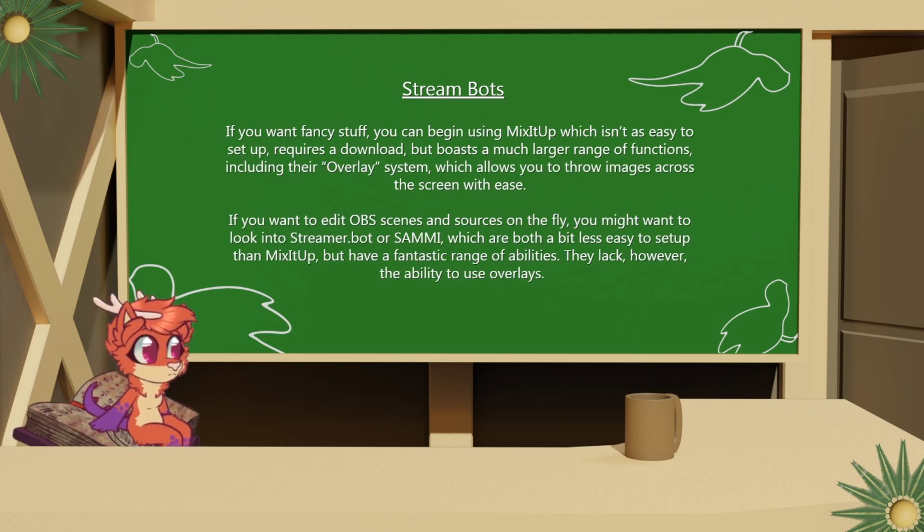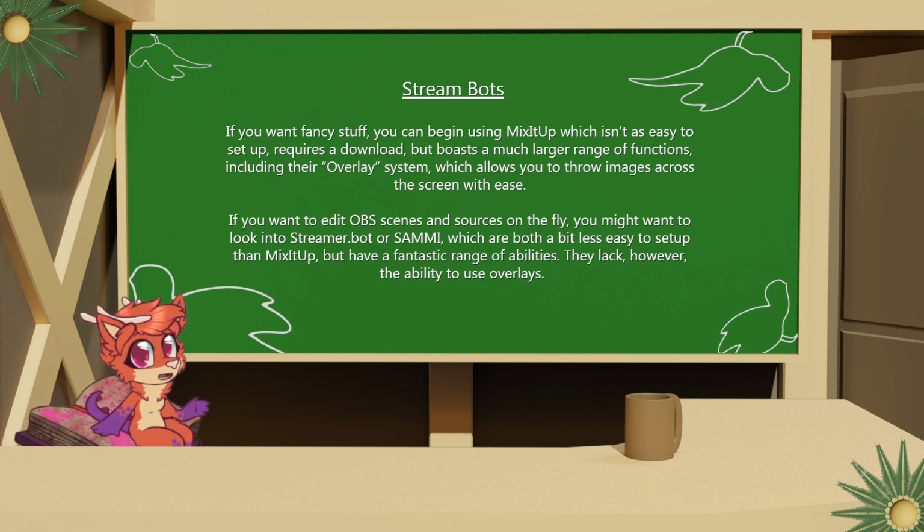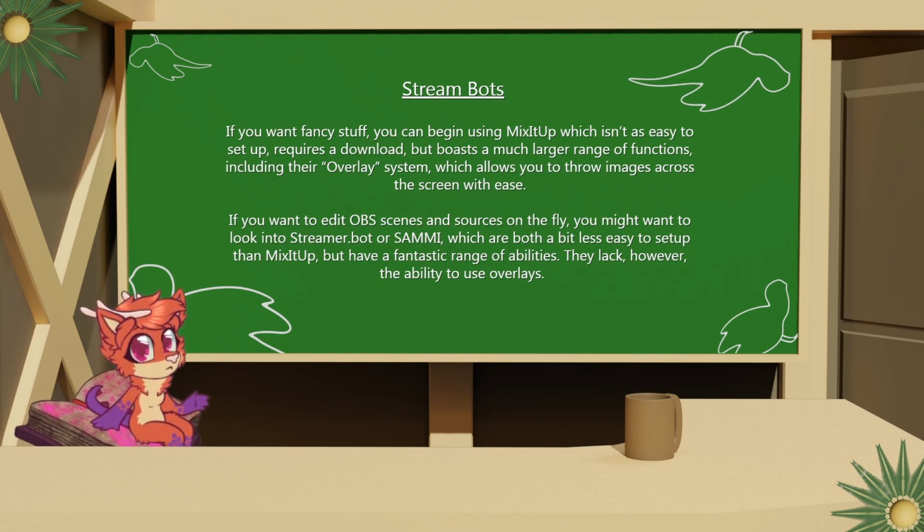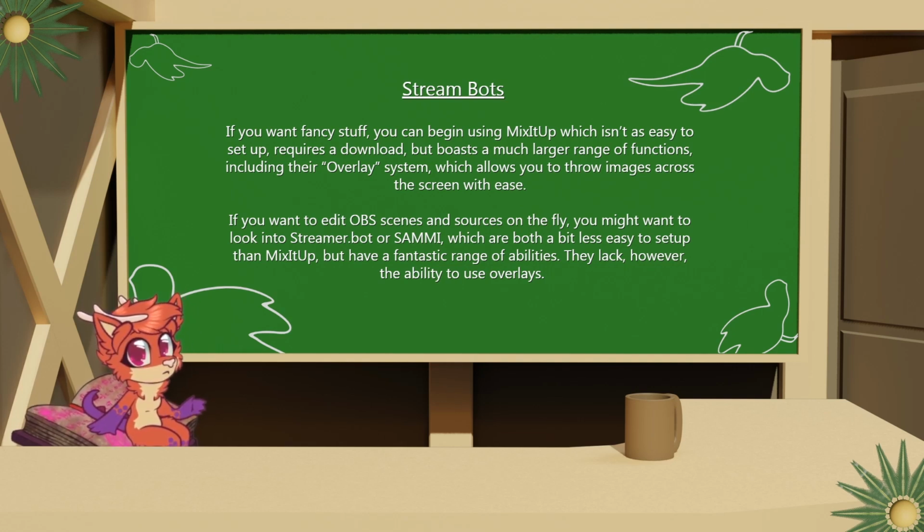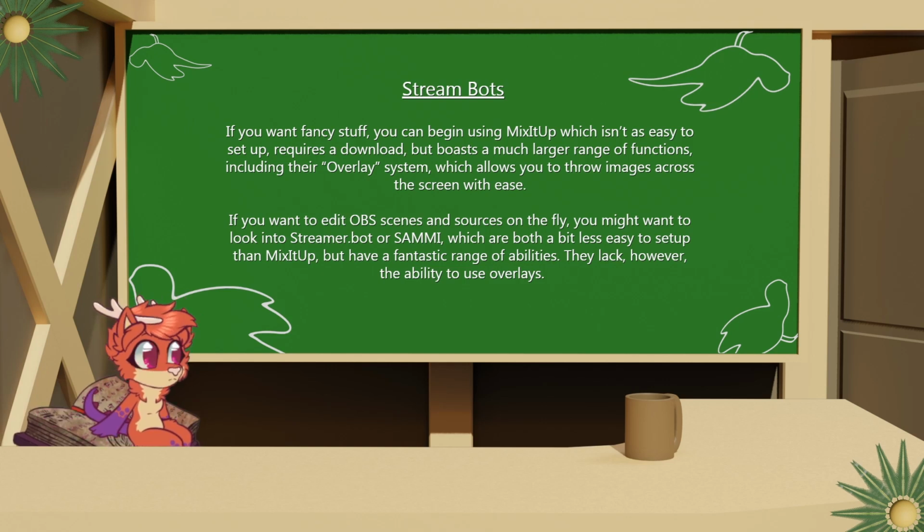If you want fancy stuff, you can begin using Mix It Up, which isn't as easy to set up, requires a download, but boasts a large range of functions, including their overlay system, which allows you to throw images across the screen with ease. It really is awesome, actually. If you want to just take a character and throw them across the screen, Mix It Up is the easiest way to get from A to B on that. You can do it with other things. I have it set up in Lumia, which I'll get to later, but it's harder to do. Mix It Up is just, you tell it, I have a character, and I have a screen, and I want them to go across the screen, and it goes.